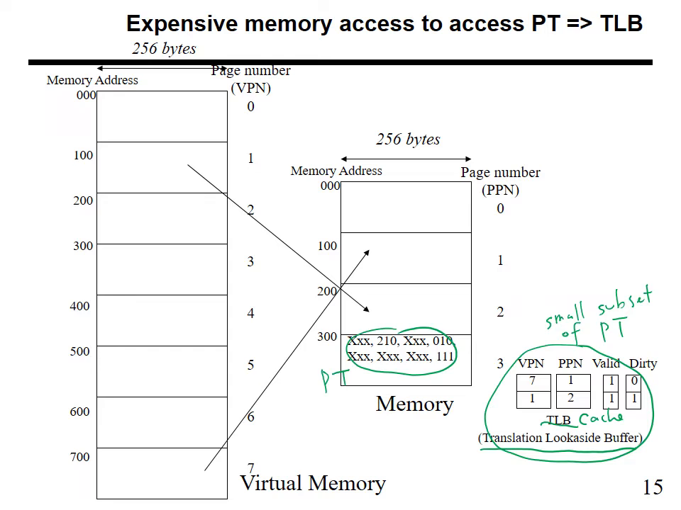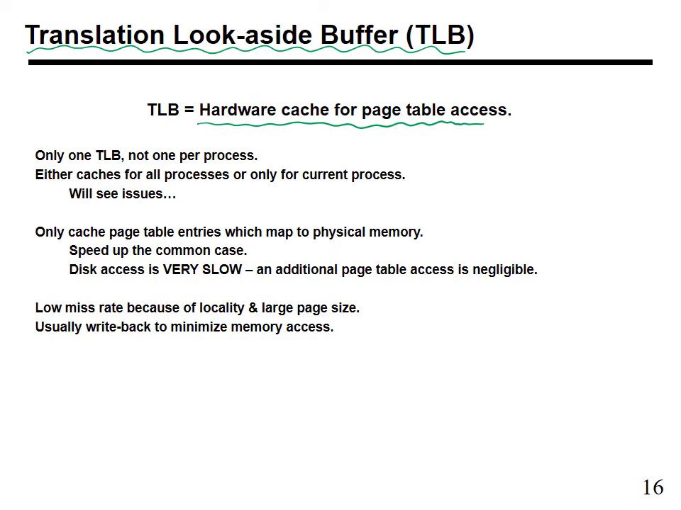Accessing the TLB is just one cycle. So if you consider the best case scenario, you don't have to consume 100 cycles, because the TLB is inside the cache, inside the CPU, that consumes just one cycle. So the translation lookaside buffer is just the same idea as a regular cache. The most frequently accessed page table entries are copied into the TLB. So the TLB is a hardware cache for page table access. Translation lookaside buffer.